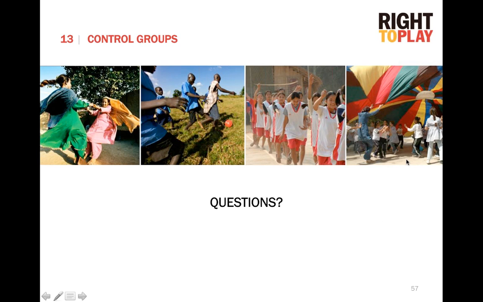Are there any other questions? Can I ask a question that goes earlier, before we talked about control groups? Sure. So when you were talking at the very beginning about the sample size for Right to Play and the standard being 400 to 650, could you talk us through a little bit how you arrived at those figures?